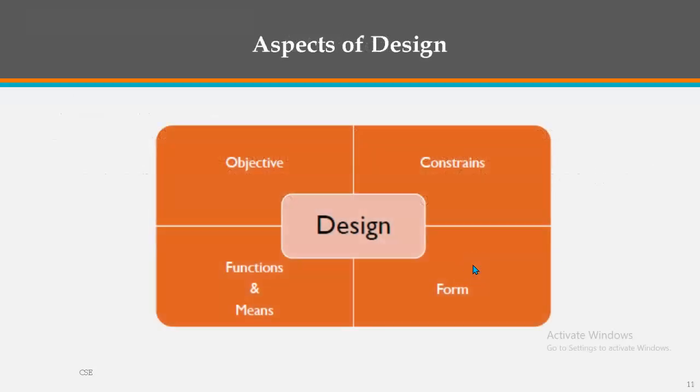So there are certain aspects that any engineering design has to follow. That is, it should have an objective, there should be a set of functions and means of achieving these functions, a set of constraints that the design has to follow, and the form of the design.